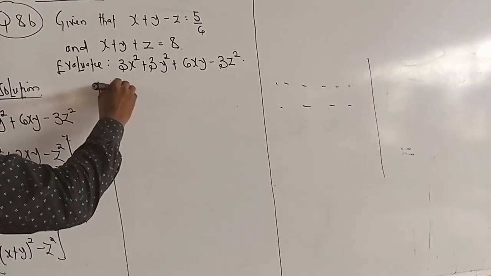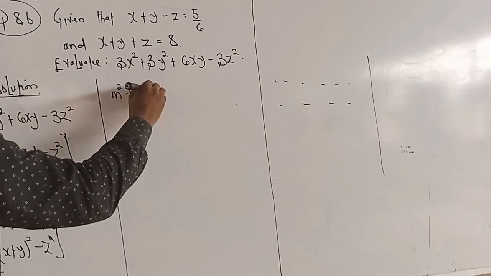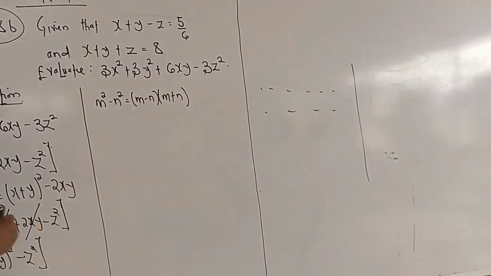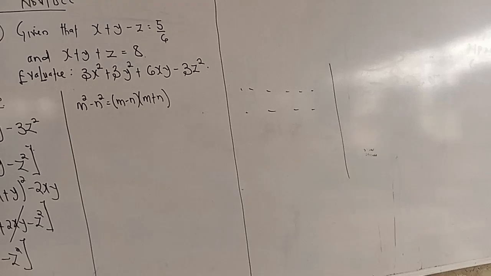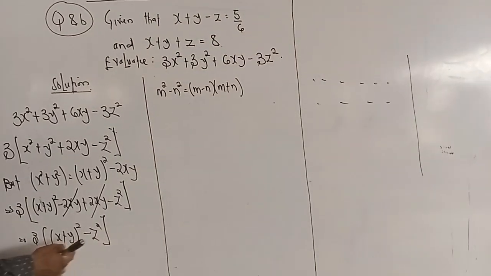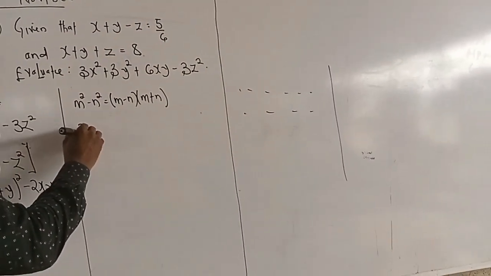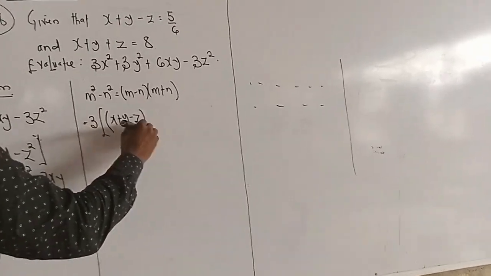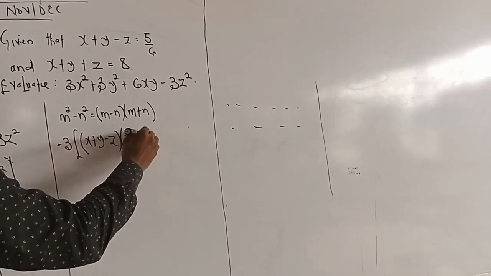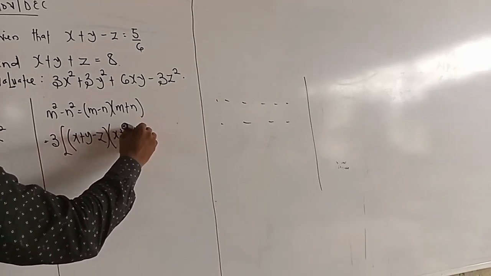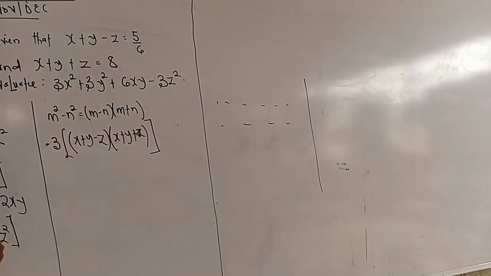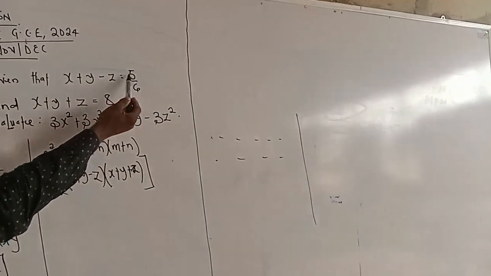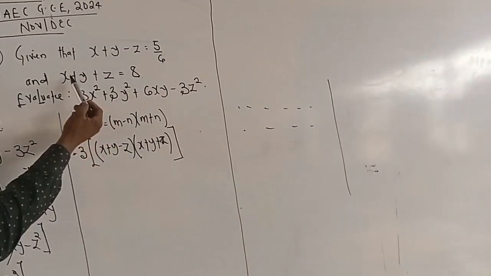Recall that m squared minus n squared can be written as open brackets m minus n and m plus n, which is the difference of two squares. So the expression now will give us open brackets x plus y minus z into x plus y plus z. So substitute into the original expression the values from equations 1 and 2.